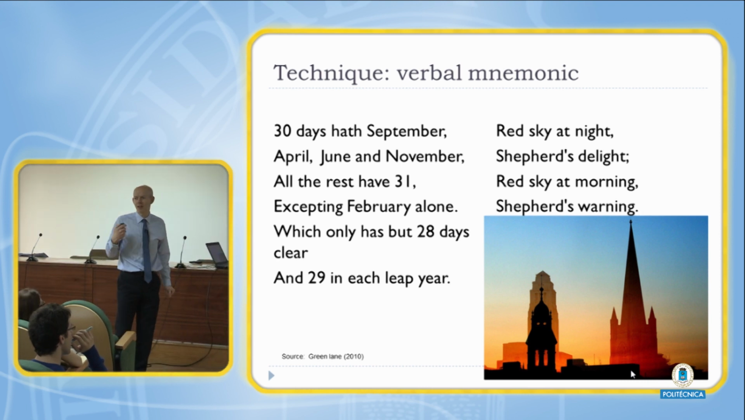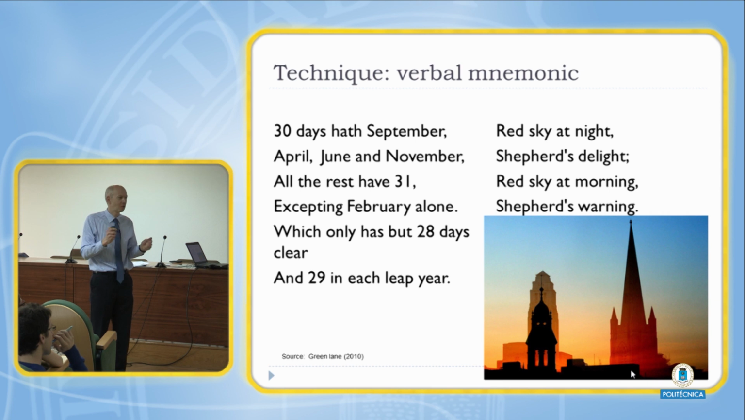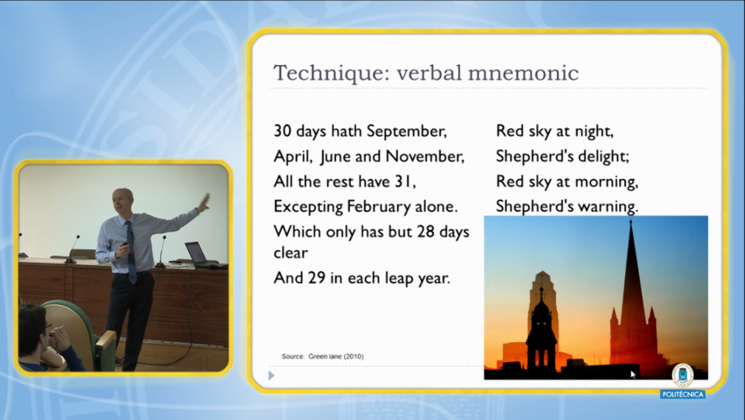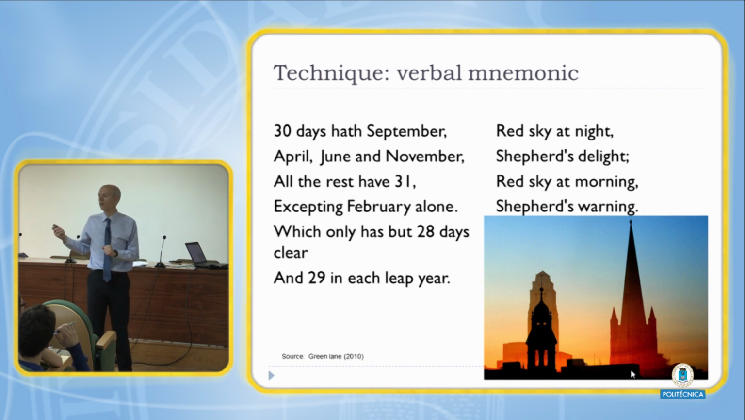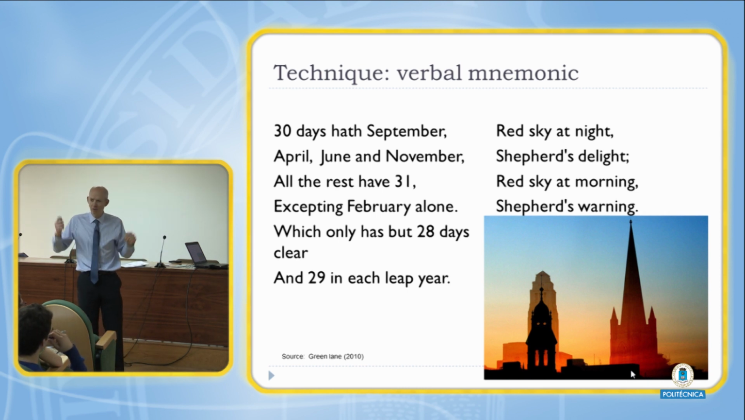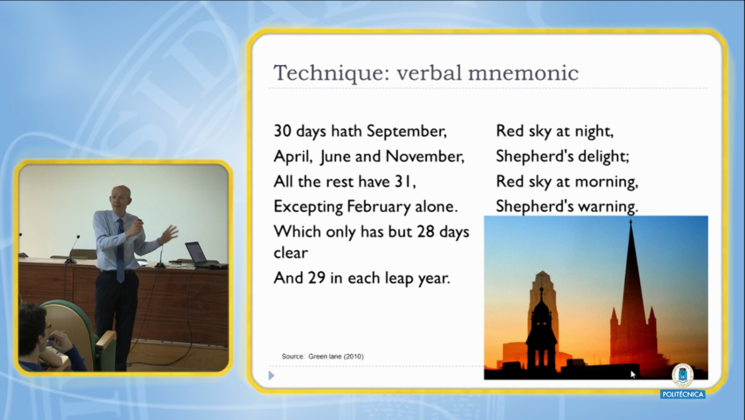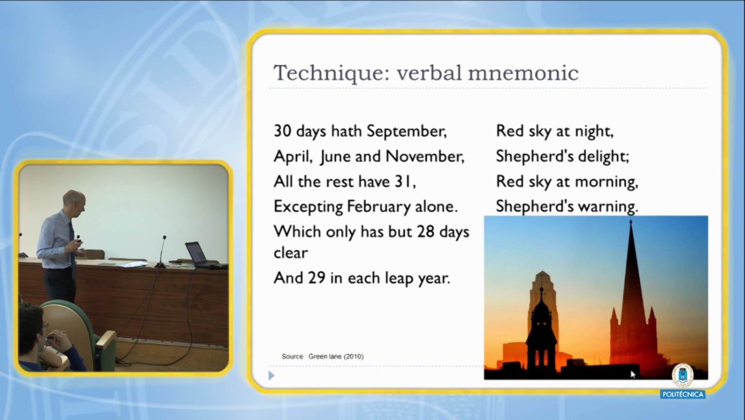It's not wholly accurate, but the idea being if you see a beautiful sky like that in the evening, it's going to be a good day the next day. So the shepherds will be very pleased. If it's like that in the morning, you're in for problems. It could be heavy rain, for example.